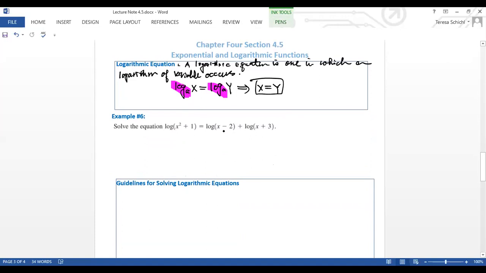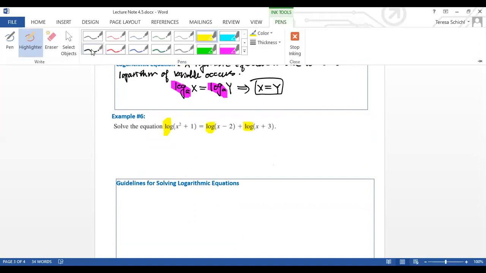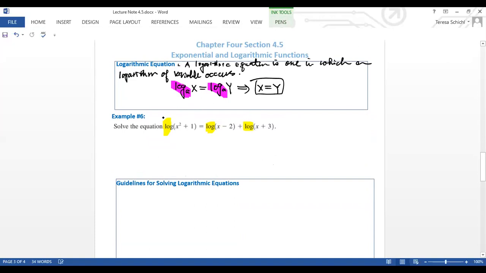So let's take a look at an example like this one here. How do we solve it? First take a look here. This is log, log, log. They do not have a base. What does that mean? That means all of them are common logs, right? Because they don't have a base here.